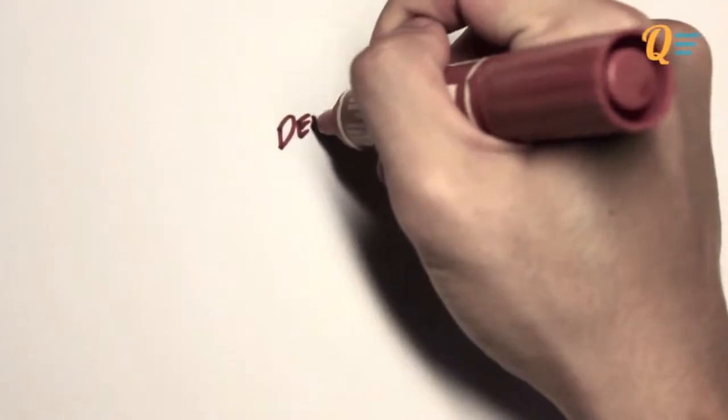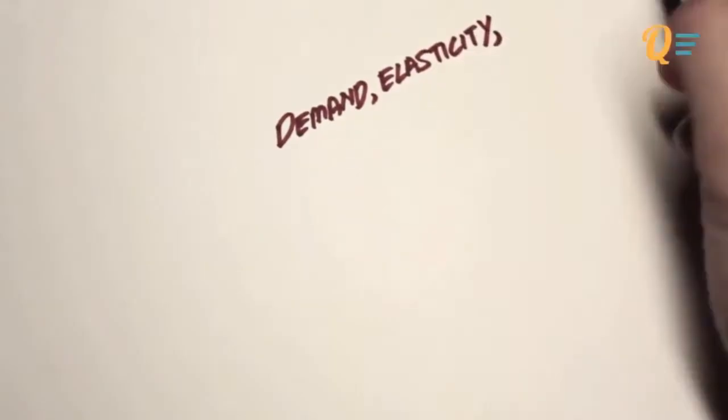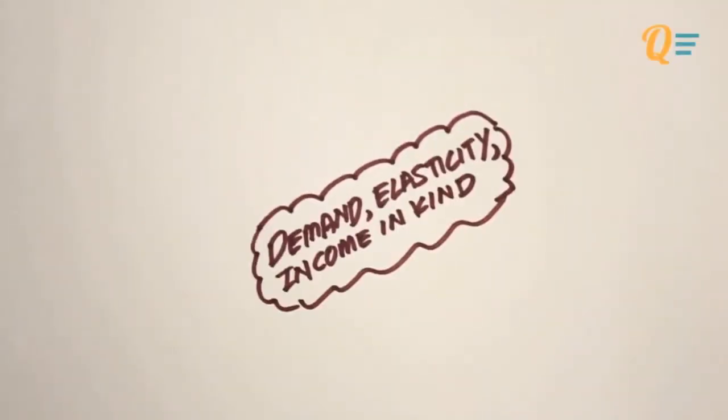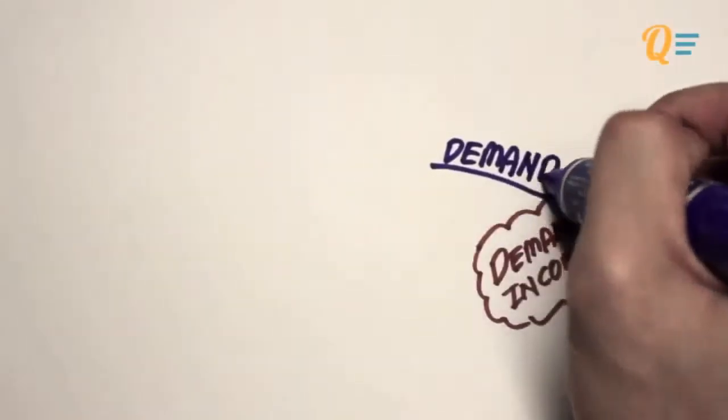In this last video for chapter 2, we will be talking about three key concepts: the consumer's demand, the concept of elasticity, as well as income in kind. So let us begin with demand.